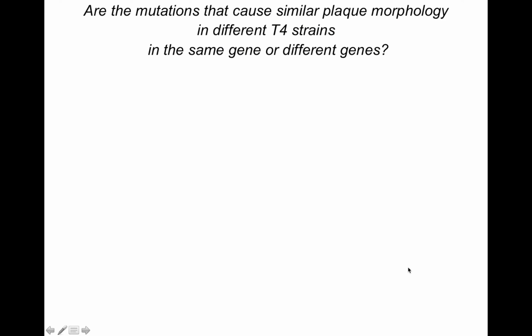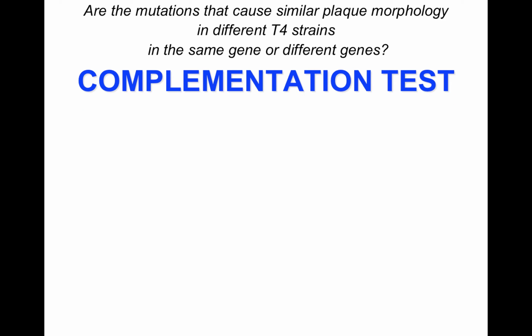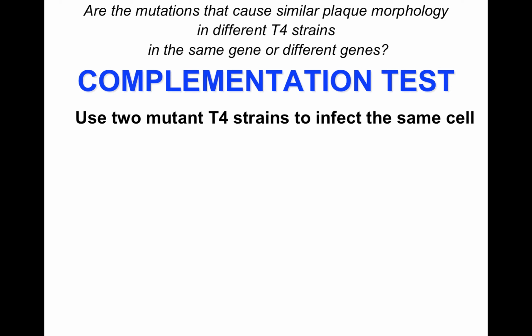A simple question: are the mutations that cause similar plaque morphology in different T4 strains in the same gene, or are they in different genes? So we have several strains of T4. They have similar phenotypes. Are they caused by mutations in the same gene, or are they caused by mutations in different genes in the two different strains? In order to answer that question, we need to perform the complementation test.